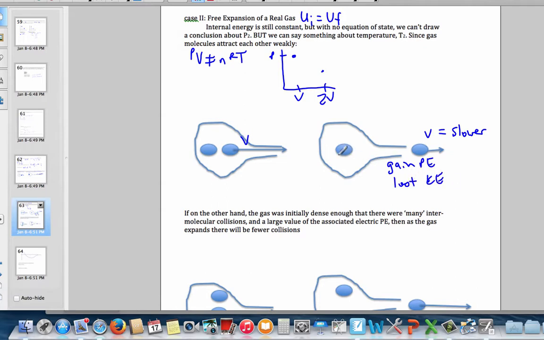Think of this like a rock separating from the Earth. The attraction of the Earth slows it down. So because of intermolecular attraction, this particle is now moving a bit more slowly. That's less kinetic energy. That's less temperature. This is now colder than it was. So in the free expansion of a real gas, it cools down.